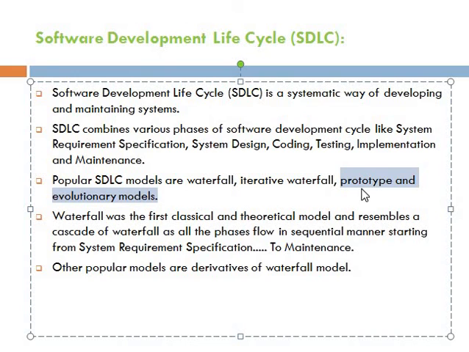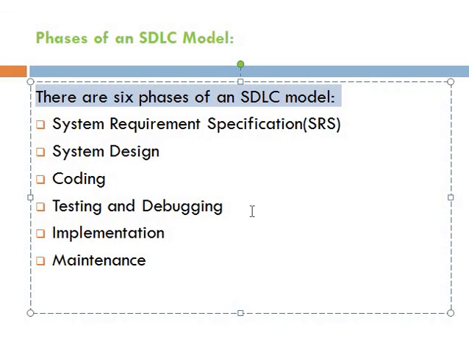Other popular models such as the prototype model and the evolutionary model are formulated on the basis of the waterfall model. That's why prototype model and the evolutionary models are known as the derivatives of waterfall model. So these are the 6 phases of a software development life cycle model, be it a waterfall model or an iterative waterfall model or an evolutionary model.